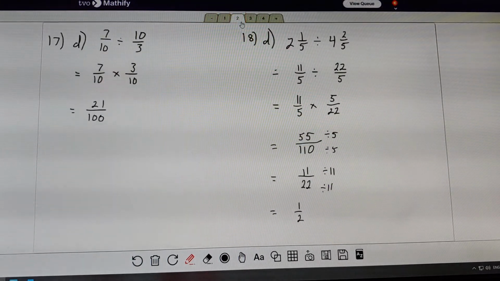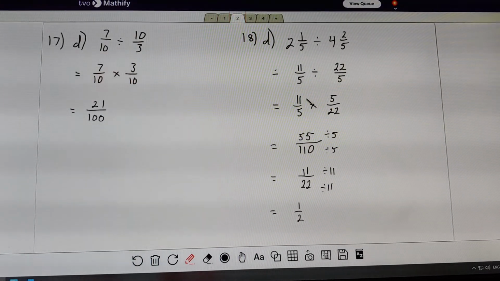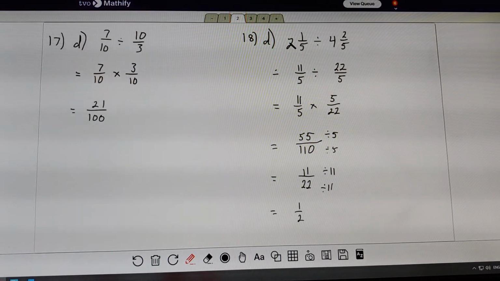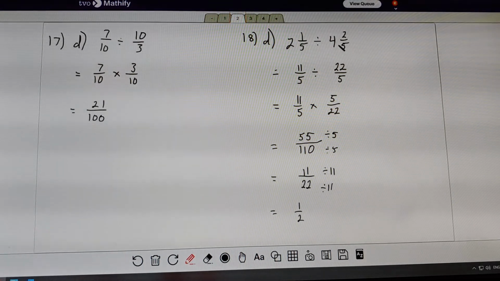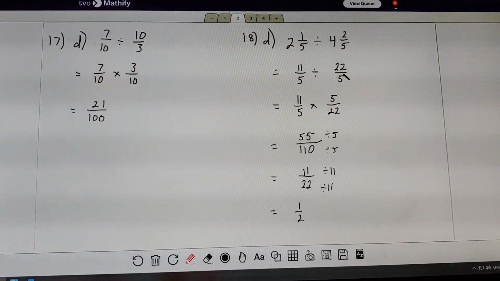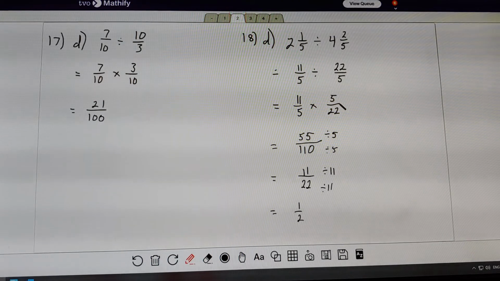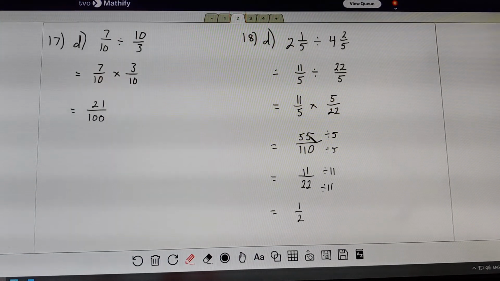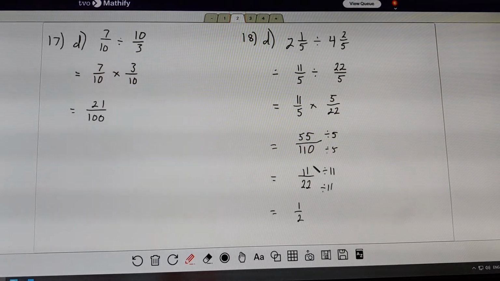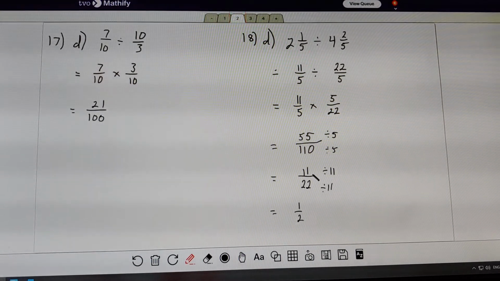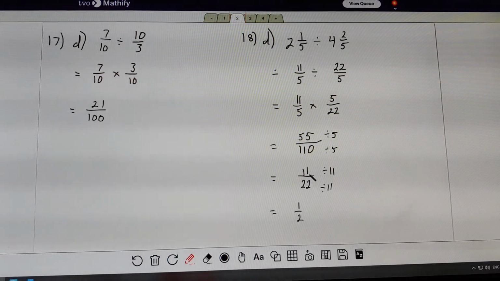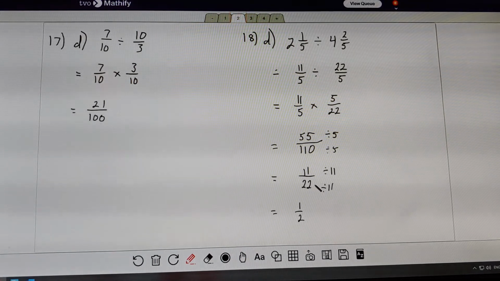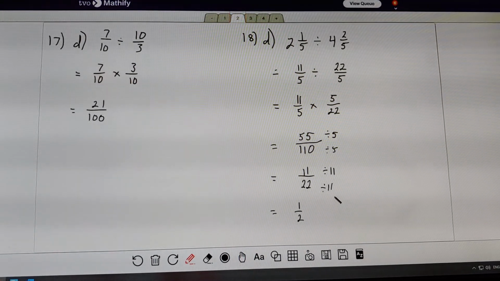Where was I? No, here. So, yeah, we have them. So 2 times 5 is 10 plus 1 is 11. 4 times 5 is 20 plus 2 is 22. Both over 5. Flip this one. There it is. 11 times 5 is 55. 5 times 22 is 110. Divide them both by 5. I get 11 over 22. Then 11 is a prime number, but 22 is a multiple of 11. So I can still divide by 11, which gives us a half.